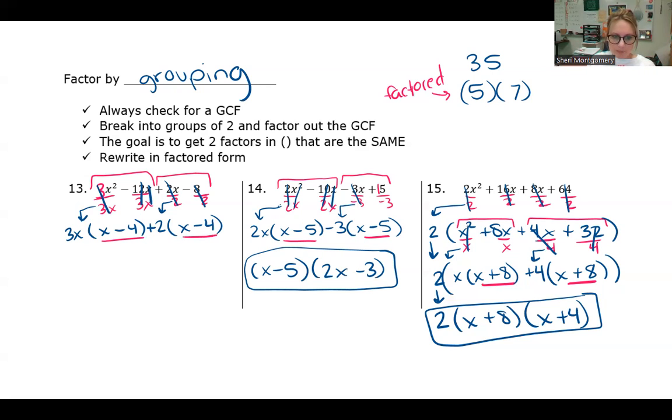So what is actually happening here when you have the same factor? I'm essentially factoring that out and writing it in front. It's the same thing that we've been doing before. So I get an x minus 4, and then I write down what's left.